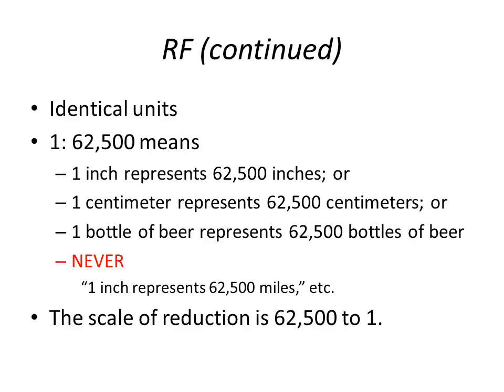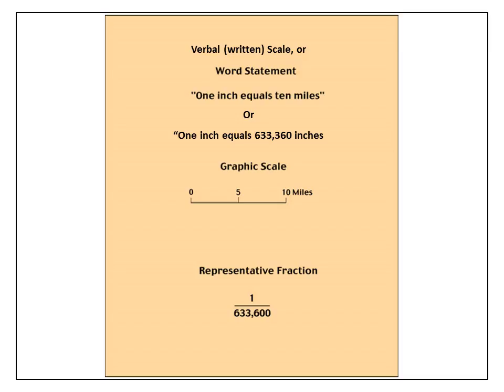You're never going to say 1 inch represents 62,500 miles. For one reason, that is completely impossible because the Earth is only 24,000 miles in circumference. And another way to look at scale is by doing it this way. The denominator can be used to describe our scale of reduction. In other words, in this case, we're reducing the scale of the Earth by 62,500.